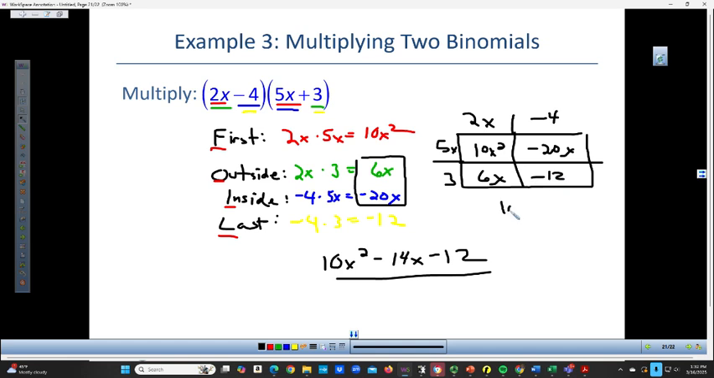Right? And again, I would just put this in descending order, making sure I combine my like terms. And we will be done. So just two different ways in which you can think of FOIL.